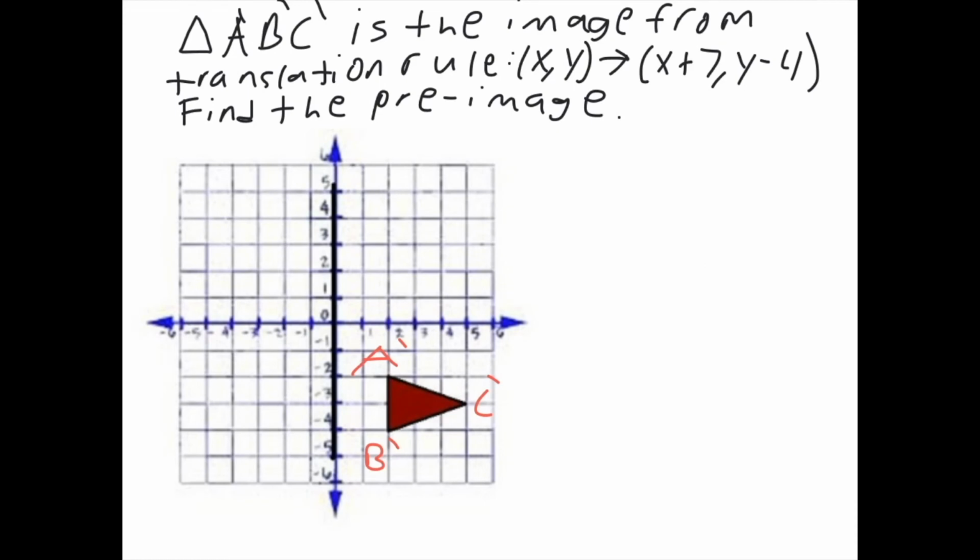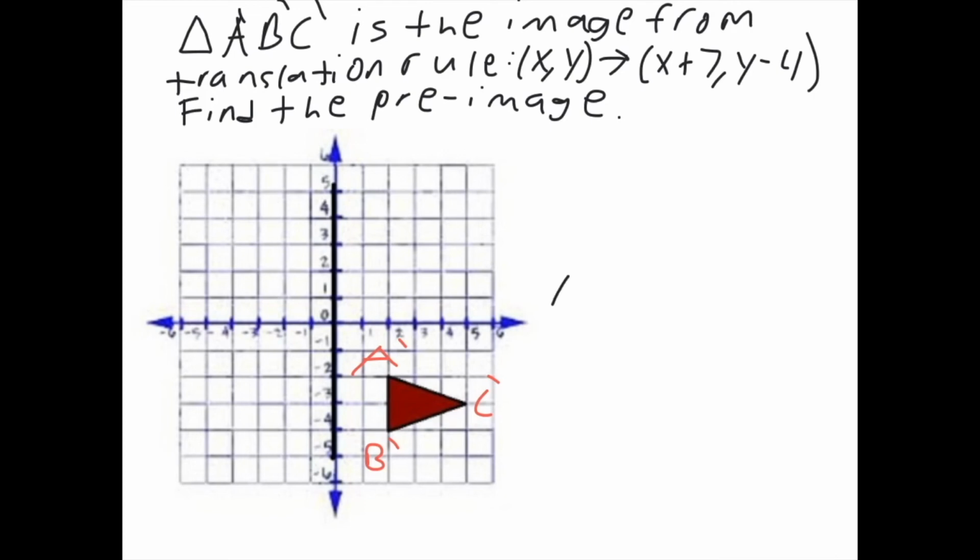In this final example, we have triangle A prime, B prime, C prime, which is the image from the translation rule (x, y) into (x plus 7, y minus 4), and it wants you to find the pre-image. What that means is what we are given now is the image. We're given it after it's been translated, and it wants us to find the original image, the pre-image. What did it look like beforehand, before the transformation?